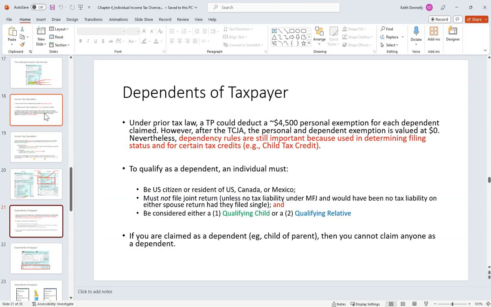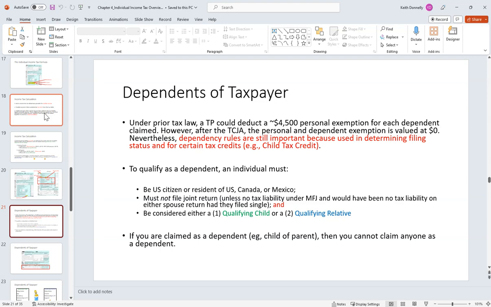And why we care about dependents, right? Well, formerly, you could get a deduction for them. There was this thing called a personal exemption, and you could get it for dependents. They killed that with the Tax Cuts and Jobs Act, but we still care about dependents for two reasons. Namely, one, it's going to affect our filing status. You can only file certain ways if you have a dependent. And two, dependents help us qualify for certain tax credits.